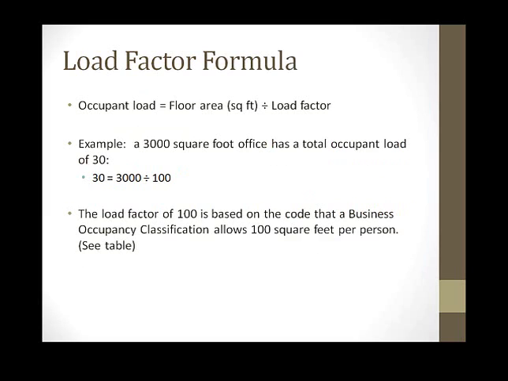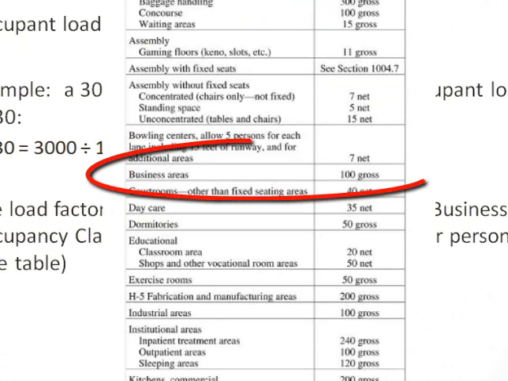So if you're one of those people that gets really stressed out over math, be at ease. This is a very simple load factor formula. If you have a calculator and can hit the divide button, you're in good shape. So the occupant load is simply the total floor area, in square feet, divided by the load factor. So for example, a 3,000 square foot office has a total occupant load of 30. That's because 3,000 square feet is divided by the business load factor of 100 square feet per person. So 3,000 divided by 100 is 30.